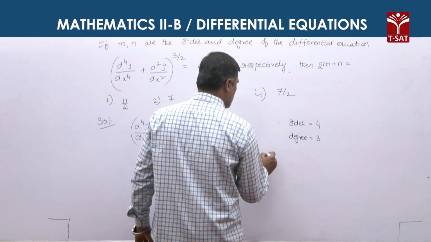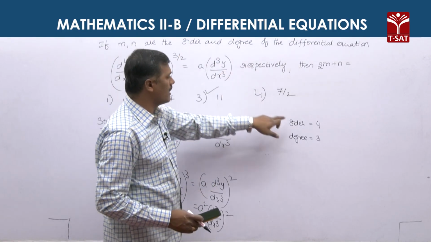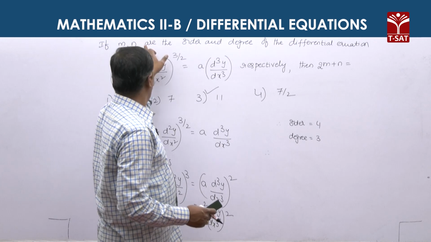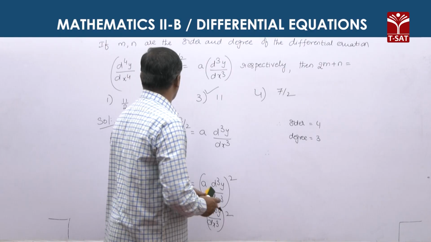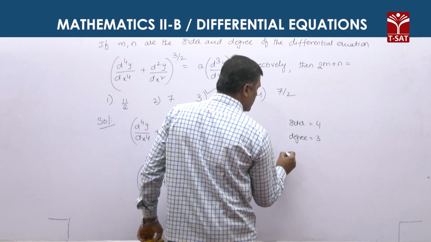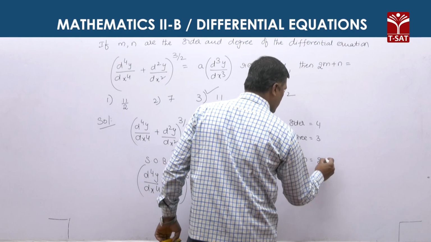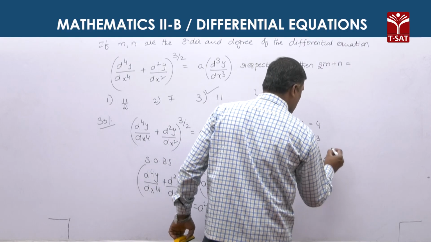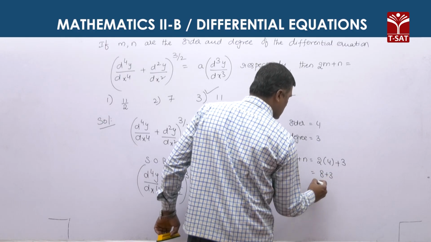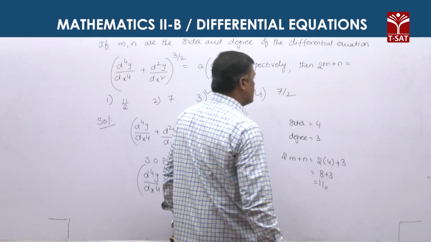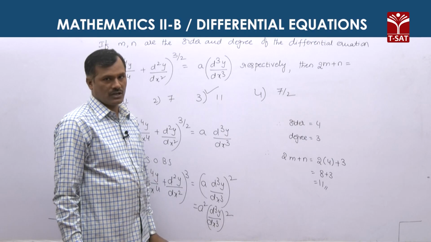Therefore, m and n are the order and degree. Here m represents the order and n represents the degree. So m is equal to 4, n is equal to 3. Therefore, we have to find 2m plus n. 2m plus n is equal to 2 into 4 plus 3. Here 2 fours are 8 plus 3, that is equal to 11, which is the solution of the given differential equation. The third option is the correct option.